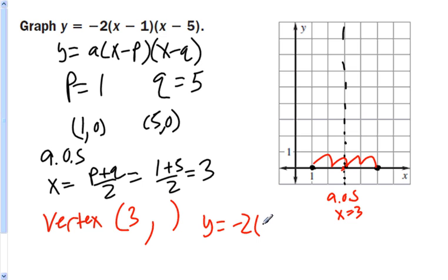So I've got -2 times (3 minus 1), that's in parentheses, times (3 minus 5), which is also in parentheses. So that gives me -2 times 2 times -2. And that's going to be 2 times 2 is 4 times 2 is 8. And I just said a negative times a negative is positive, so they're going to all be positive, so that gives me 8. So I'm going to plot the point (3, 8).